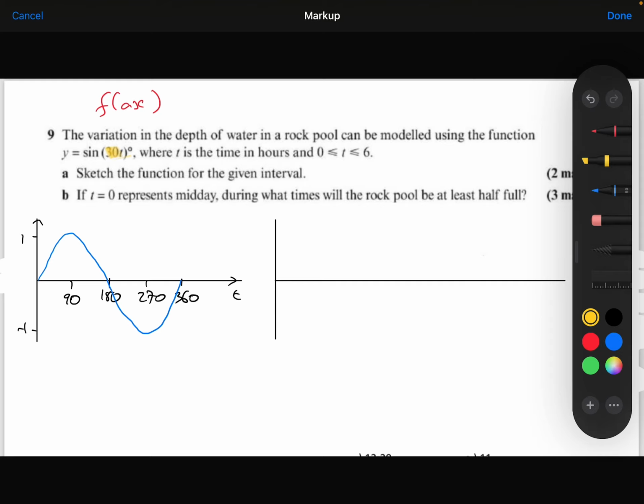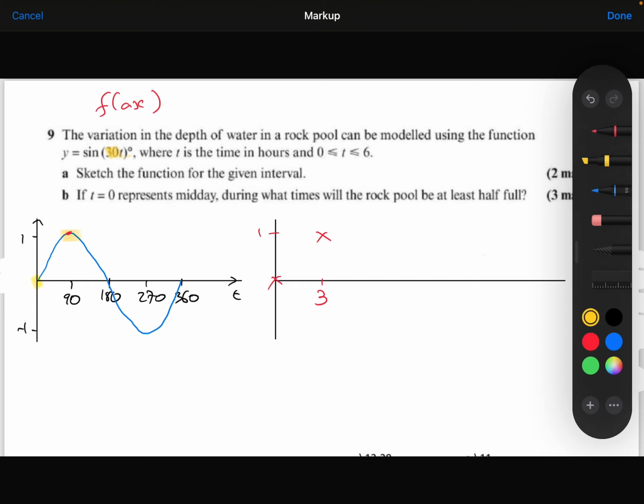And I know that that is going to squash the graph in the x direction. I'm going to be dividing all of the t coordinates here by 30. So let's start off with 0, 0. Obviously 0 divided by 30 is still going to be 0. The next key coordinate is this coordinate here, which is 90, 1. When I divide the 90 by 30, I'm going to get 3. So this key coordinate here, 90, 1, is now going to be at 3, 1.